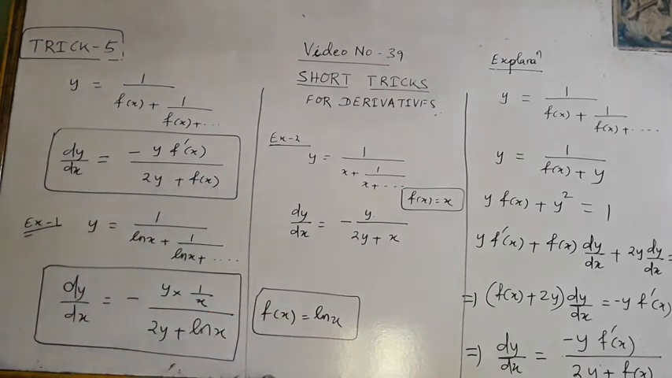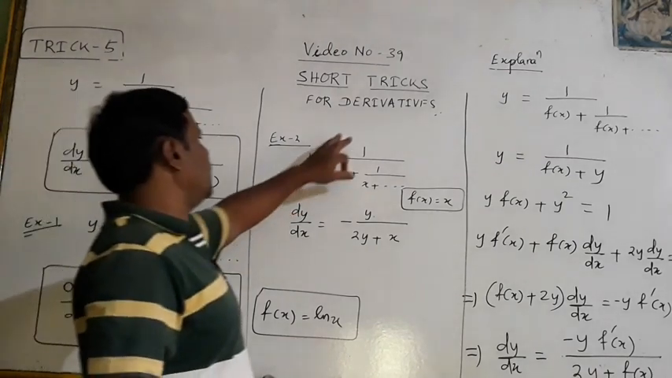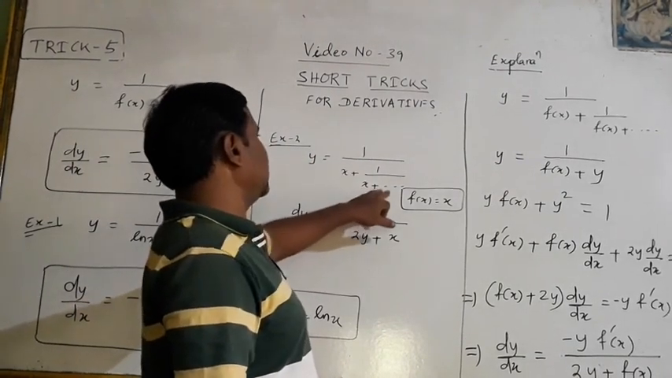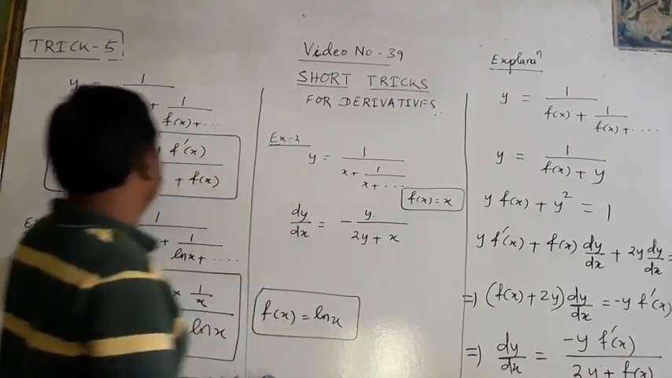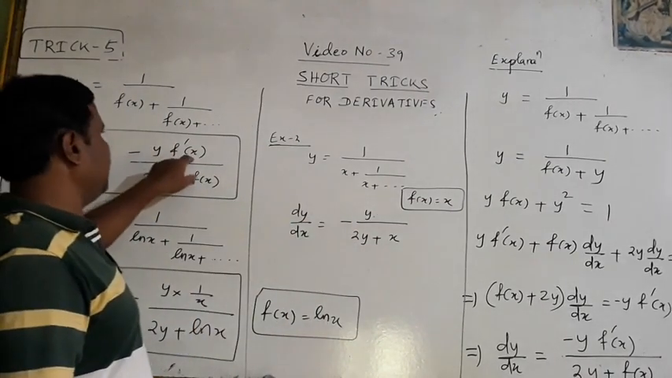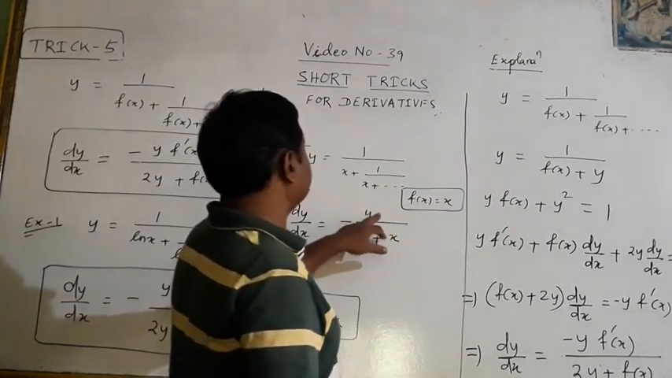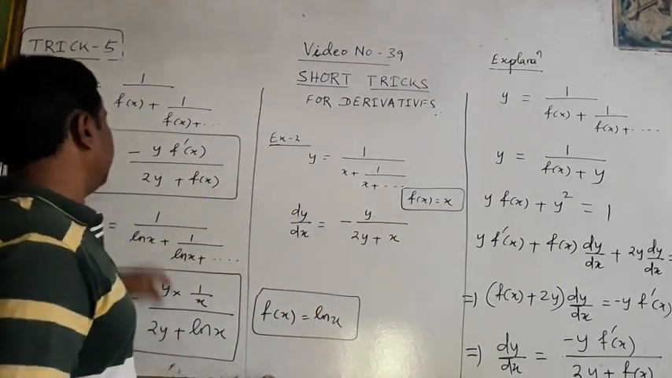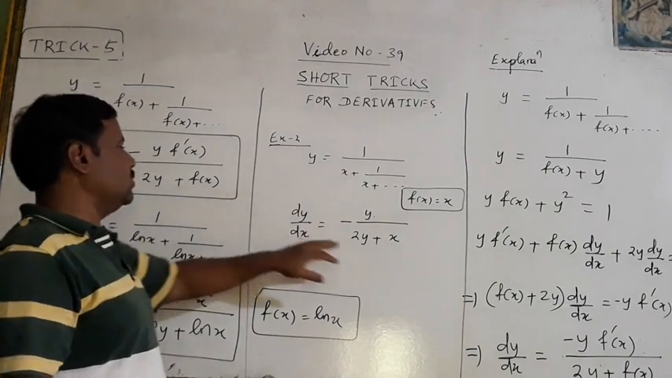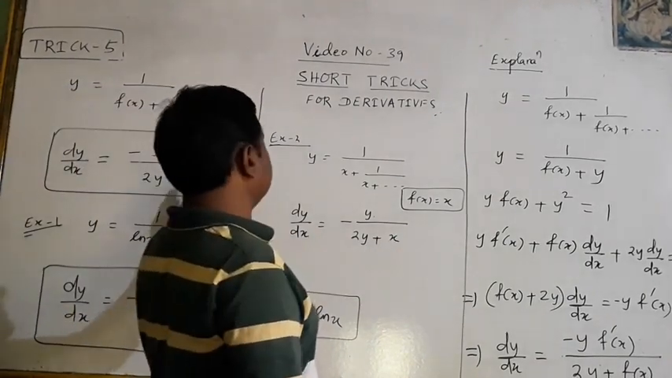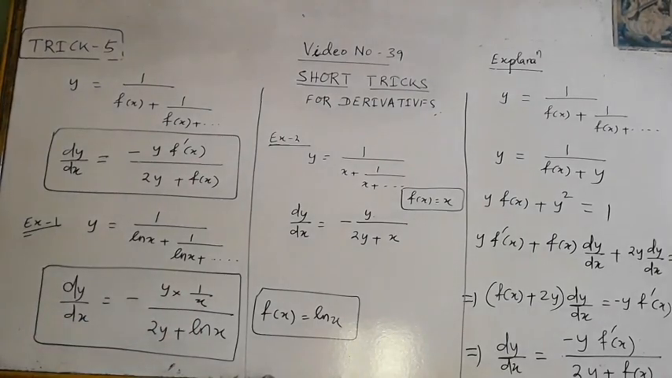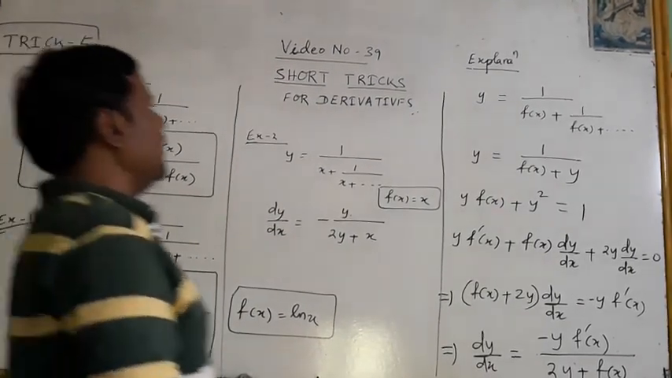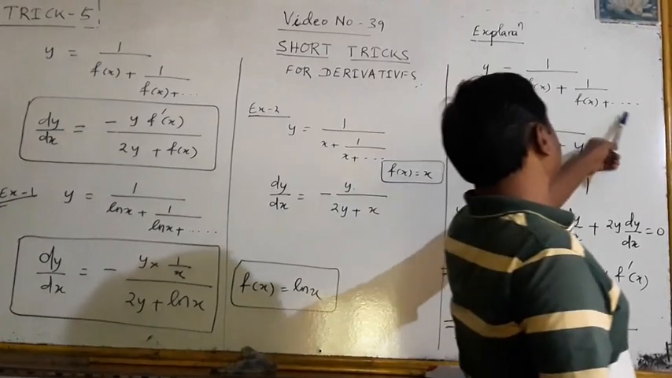Similarly, example 2: y is equal to 1 by x plus 1 by x plus dot dot dot. Here f(x) is equal to x and the answer is minus y into f dash x, f(x) is x, then f dash x is 1, divided by 2y plus f(x), here x. And how does it come? That is important. y is equal to 1 by f(x) plus 1 by f(x) plus dot dot dot.